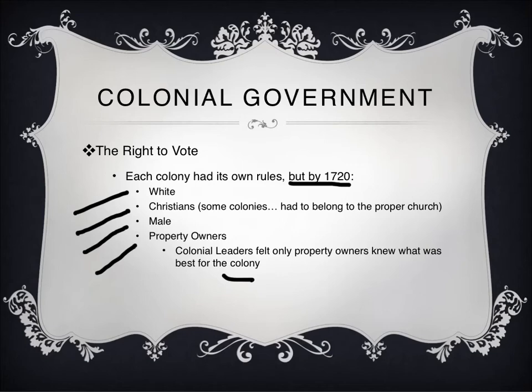Or if you are a seamstress, or a tailor, or one of the artisan class, you probably don't own land, therefore you can't vote. So basically, these are going to be farmers. So you must be a white, male, Christian property owner to be able to vote in the colonies back by that time. In that time.